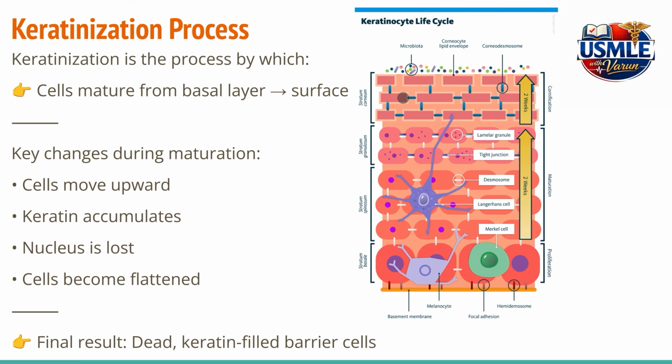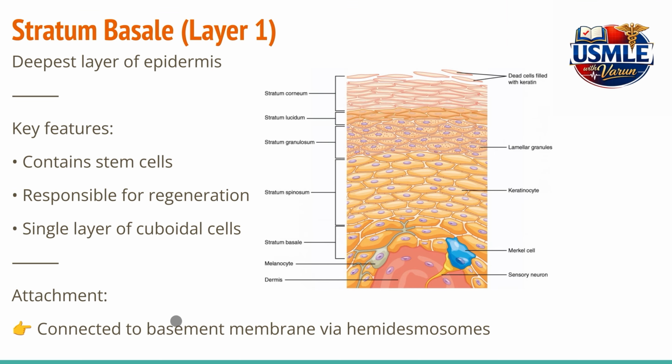So this entire journey is called keratinization. Cells mature from the basal layer and reach the apical surface. This is called keratinization, and it eventually leads to dead keratin-filled barrier cells, which function as a protective barrier of the skin.